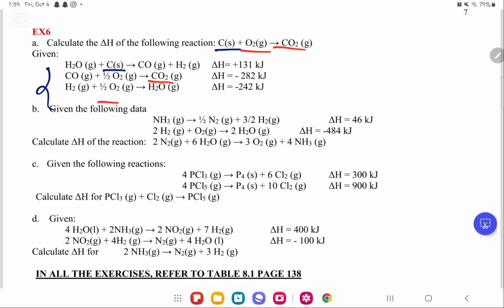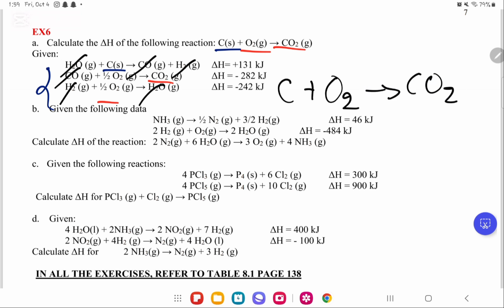So, since we didn't change anything, let's just keep it here. You don't need to write it. Okay, we have the H2O will cancel with the H2O. The H2 will cancel with the H2. The CO will cancel with the CO. We will be left with C plus 1 over 2 plus 1 over 2, which is 1 O2, gives us CO2. So directly like this, what did we find?